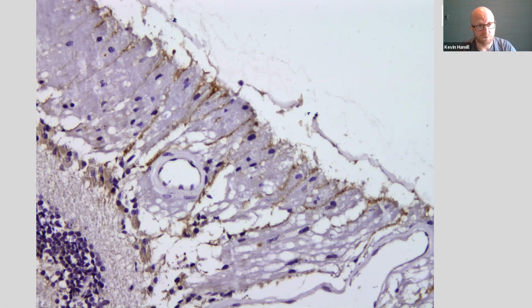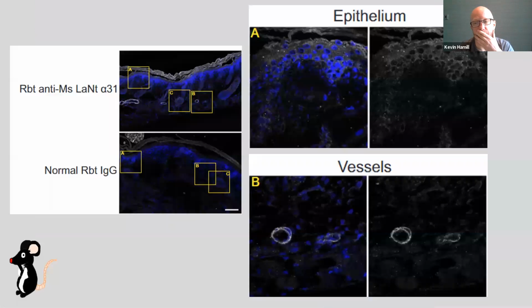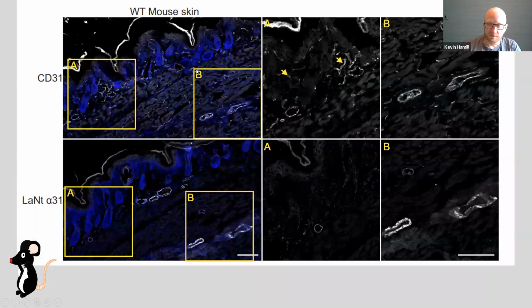And just to say, this was all human tissue. We're beginning to do the same thing with our mouse, or Connor's beginning to do our mouse type studies. When we look in the epithelium of the mouse, we also see pretty limited expression in the actual epithelial tissues. You see it around the hair follicle down here in the basement membrane-like structure, but the vessels light up really strongly. And when we do a serial section and then stain with CD31, you can see that the large vessels are stained with the LaNt, but it seems that the smaller vessels are less enriched. So we have differential distribution of this protein across the different maturation of the vessels.